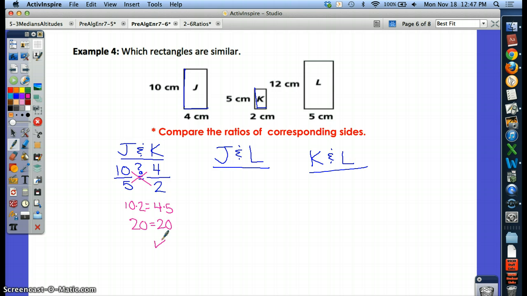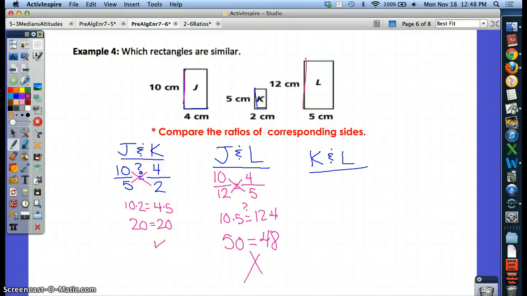Let's see if J and L are similar. Compare J and L, set up a ratio. So 10 on J corresponds to what on L? 12. Those are both the heights. Then that should be equal to the other corresponding sides. Make sure you pull from the same rectangle first. So we went from 10 to 12. Now we're going to go 4 to 5. Let's cross multiply and check this. 10 times 5, does that equal 12 times 4? No, these are not similar then. So J and K are similar. J and L are not similar.